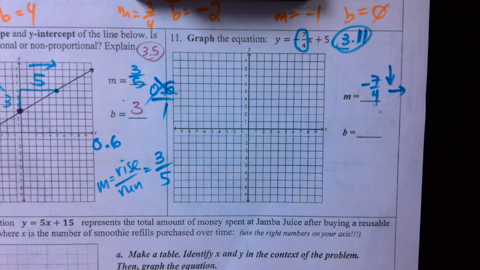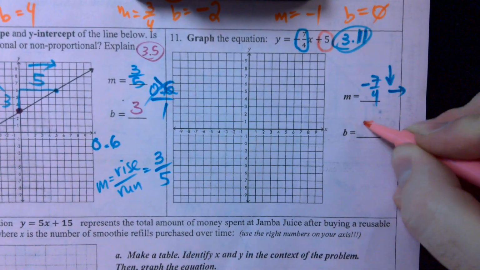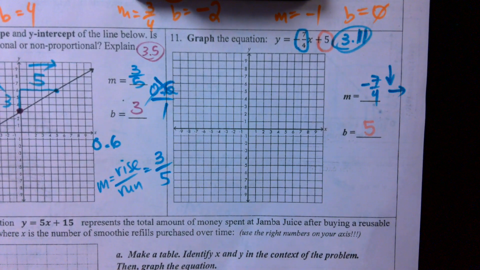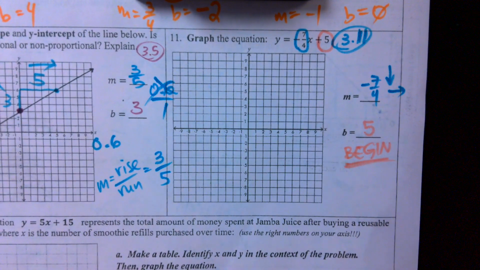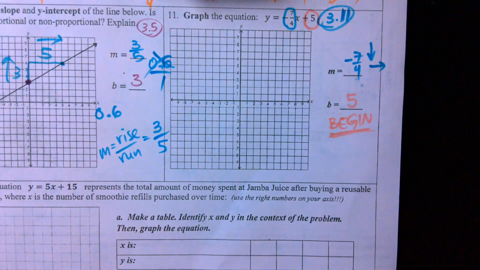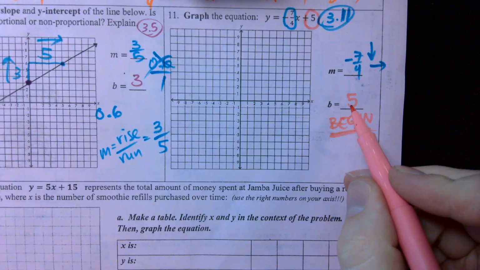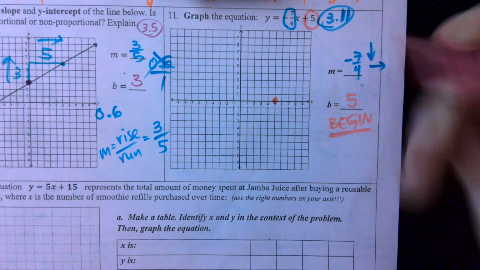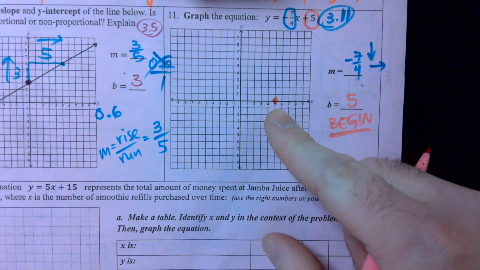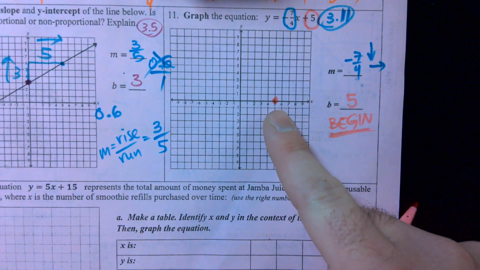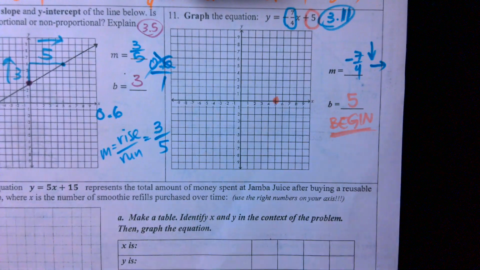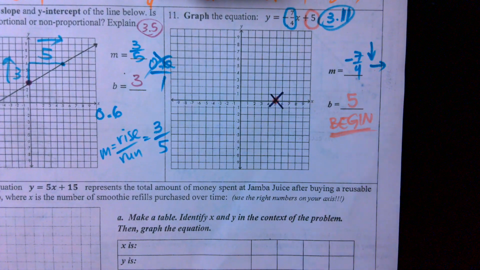What's my B value here? 5. It's the number hanging off on the end. What does B stand for in this case? Begin. I know, B stands for a lot of stuff. When we're graphing, it stands for begin. All right? So I'm going to begin at making a dot at positive 5. Does that look good? Yeah. No. You didn't even look. You just said yeah because you thought I was doing it right. It has to be on the y-axis. This is not correct because this is on the x-axis. I need to make my first dot on the y-axis.